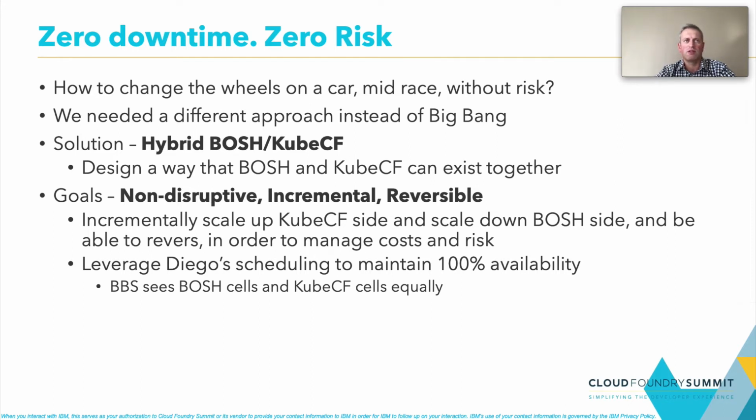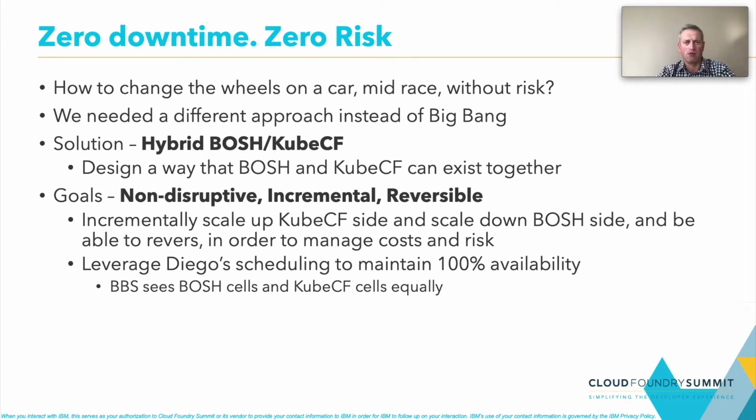And so we created this thing that we call the hybrid. That's what I'm going to spend the rest of my time focusing on and describing to you: how did we do this hybrid? What does that mean, and what is it? First of all, it is a coexistence and basically a federation of both a BOSH system and a KubeCF system working together, right? Because a Big Bang is basically 0% KubeCF and 100% BOSH, and then suddenly it flips over to 100% KubeCF and 0% BOSH.